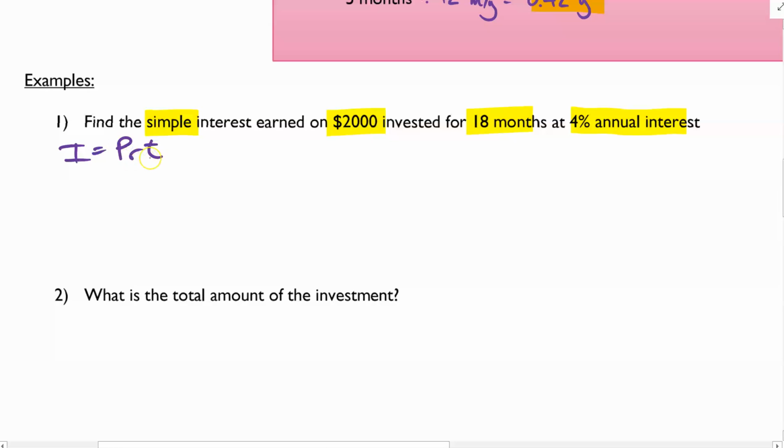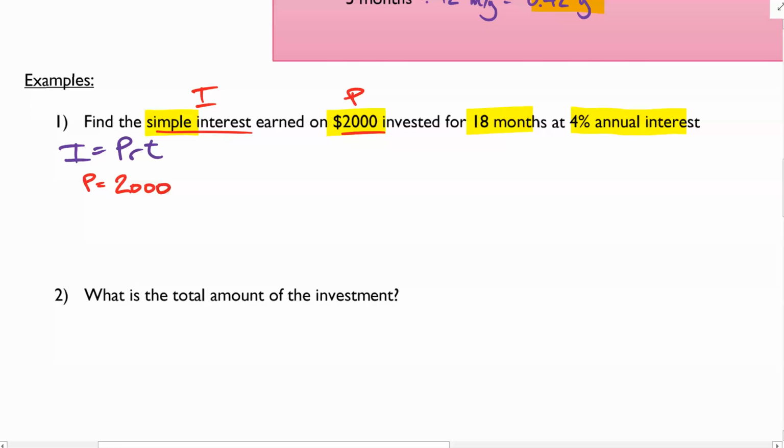P times R times T. Okay, find the simple interest. So we are actually looking for I here. That's good. We are trying to find I. On $2,000 invested, right? So we could tell that this is P. Let's write that down. P is equal to 2,000. That's how much you start with. I'll make that a little bit more clear. All right, you start with 2,000 bucks.